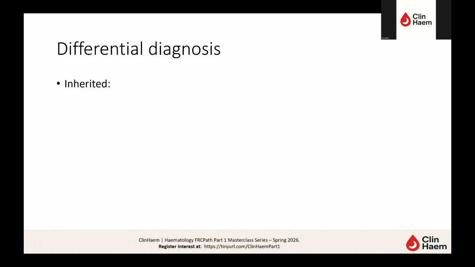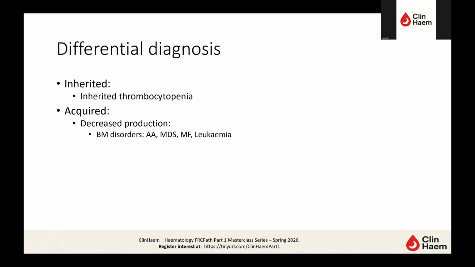Again, I would like to divide them into inherited versus acquired. Inherited is inherited thrombocytopenia syndromes like Bernard-Soulier, etc., or TAR. Acquired could be from decreased production, which is bone marrow disorders like MDS, aplastic anaemia. Liver disease can cause a low platelet count from various mechanisms, including hypersplenism, but also simply because there is not enough thrombopoietin being produced from the liver.